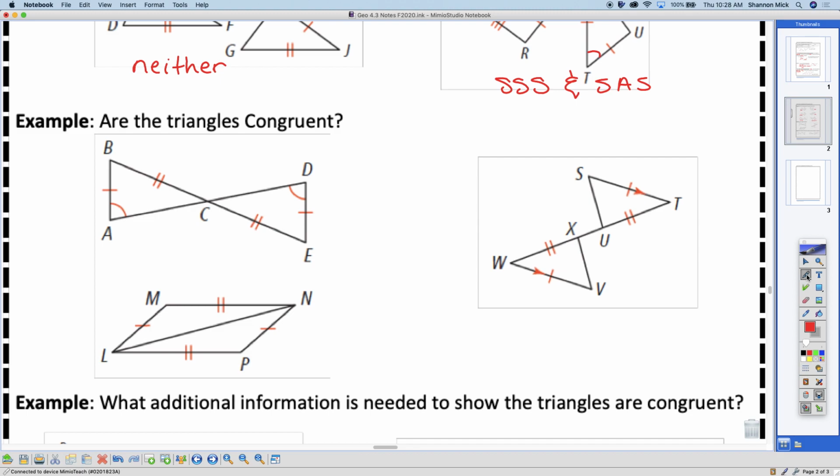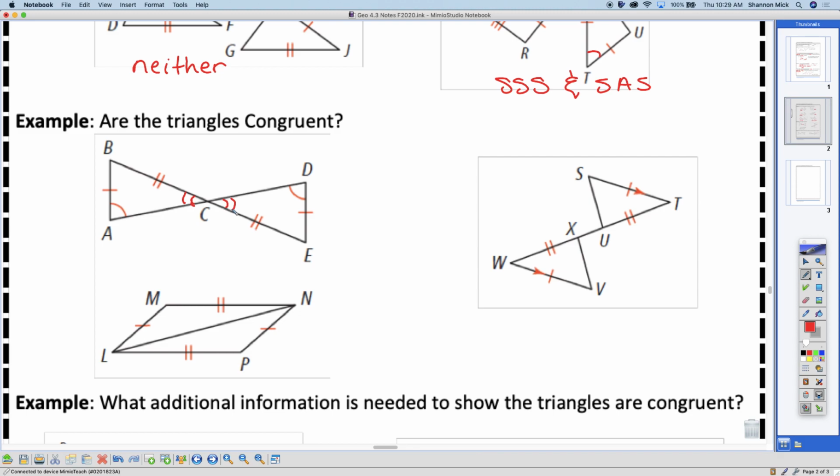Wait, it's congruent. Consider it again. Okay, well, they told me angle A and D are congruent. Do I know anything else about this picture? What do I know about this angle here? They're vertical angles, so are they congruent? Yes. So if two angles in a triangle are congruent, what do you know about the third? It has to be congruent, doesn't it?